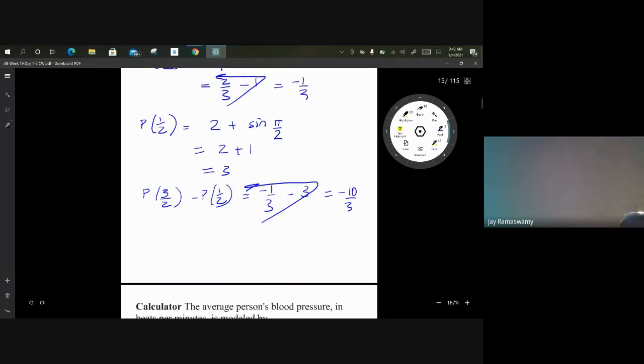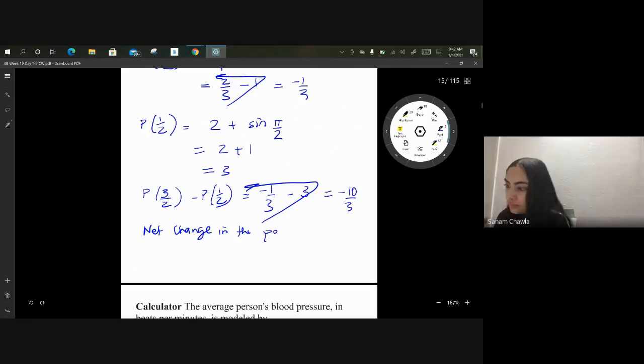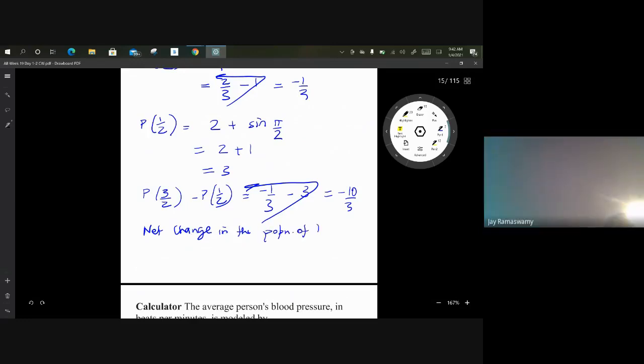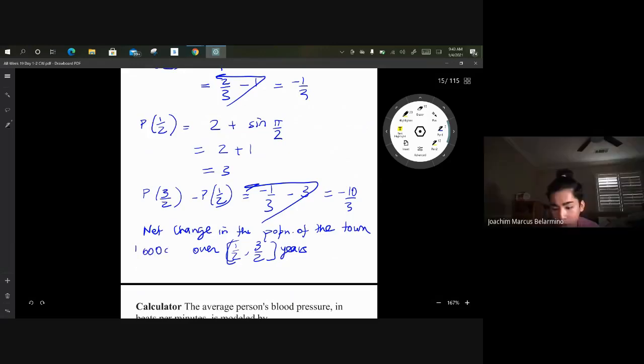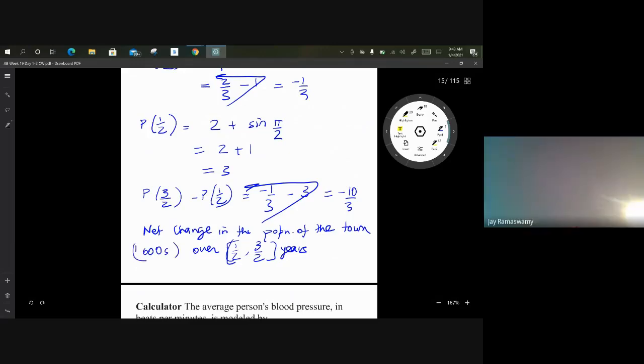So the interpretation of that is, write this down, it is a net change in the population of the town over 1/2 to 3/2 years. Oh, by the way, population of the town in thousands, correct? Yes. Units. Nothing clever. It is a change in population, so it gets the population units. Population measured in thousands. That's it.